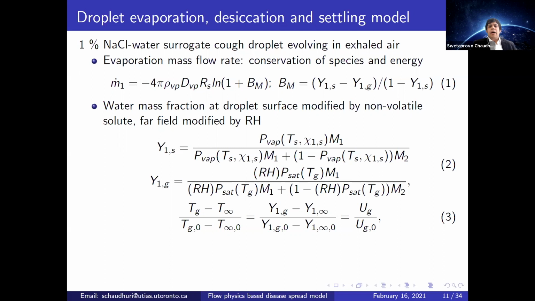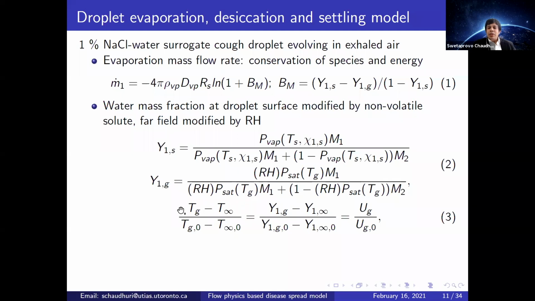That is, the vapor pressure is basically determined now by Raoult's law, because your concentration of salt is increasing in the droplet, and because of the increasing concentration of the salt inside the droplet, that actually suppresses evaporation because it reduces the vapor pressure. Okay? And this is the vapor pressure. This is the mass fraction of water in the near field gas, and this is once again controlled by the relative humidity of the exhaled air.